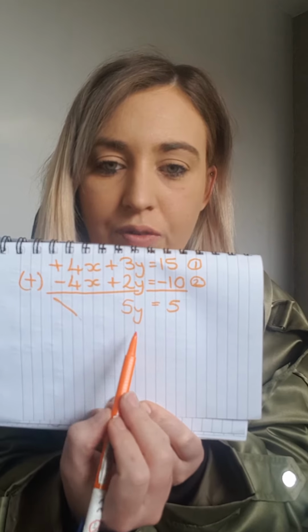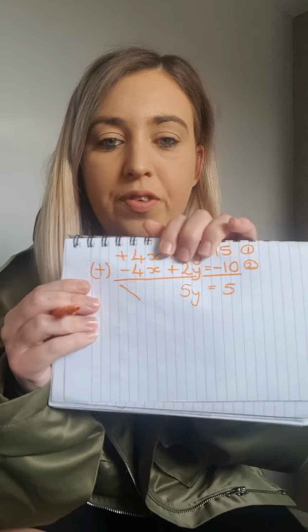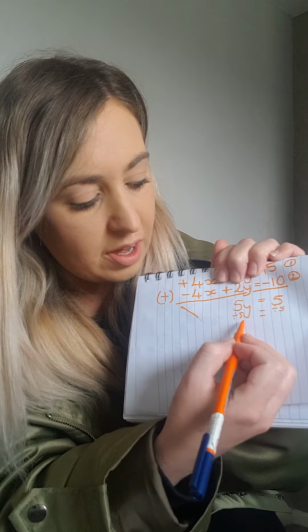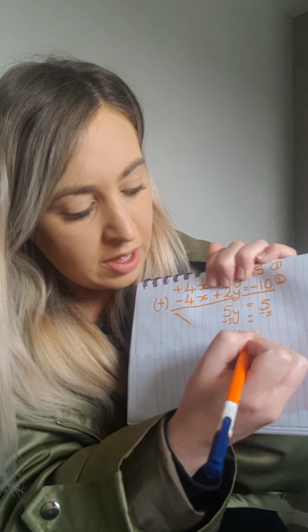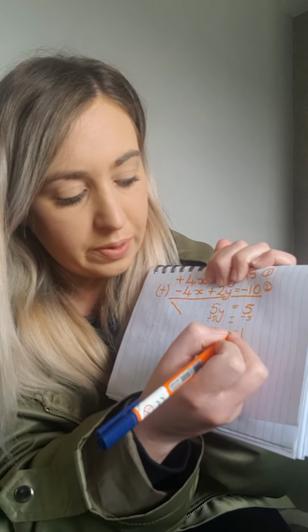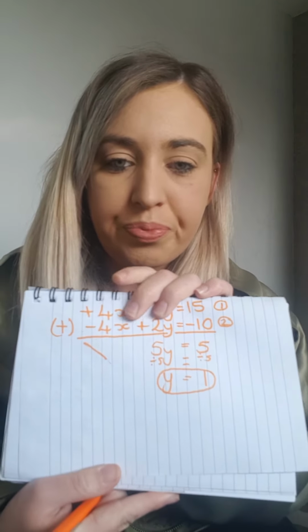So to solve that and get y on its own, we can divide both sides of the equation by 5. Which means on this side, we're going to be left with just y. And on this side of the equation, we are left with 1. Okay? So y is equal to 1.